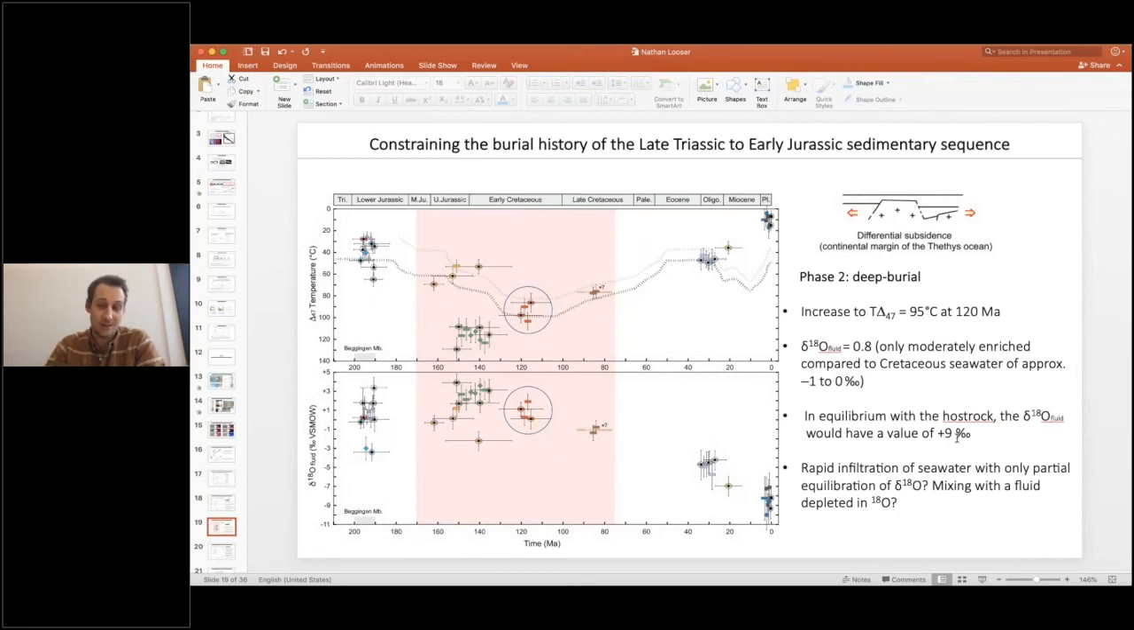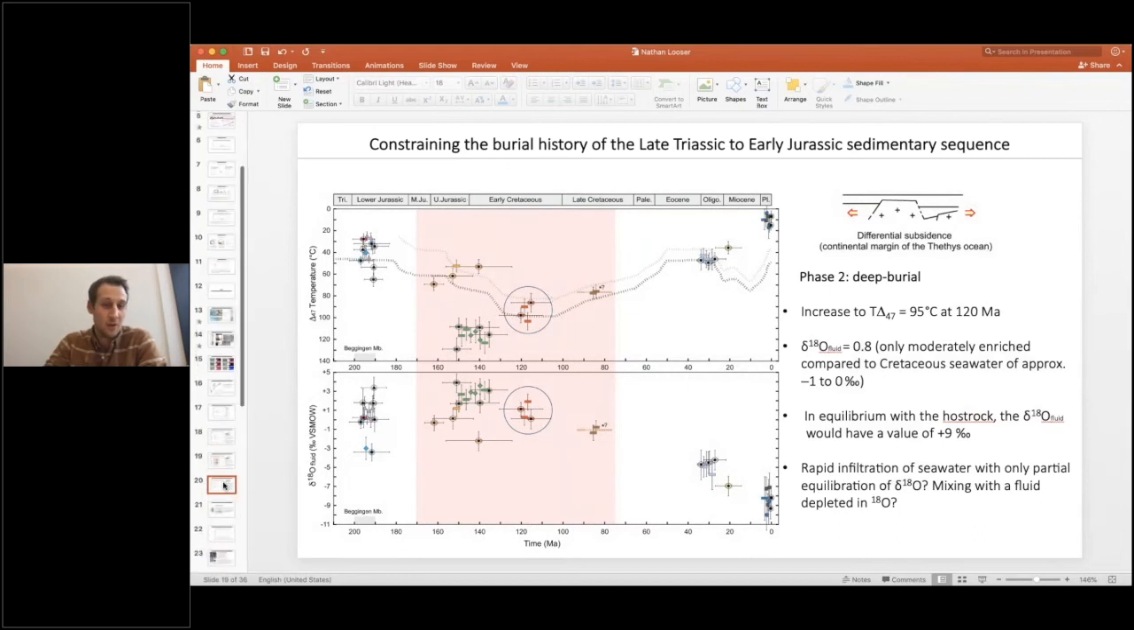It could be rapid infiltration of seawater and only partial equilibration of the 18O, or it could be mixing with a fluid depleted in delta 18O. Importantly, at that point during the Cretaceous, as far as it is known, there was a Cretaceous sea, so the isotope composition of the fluid that was infiltrating was somewhere between -1 and 0. Okay, so it is still enigmatic why this oxygen isotope composition is that low.